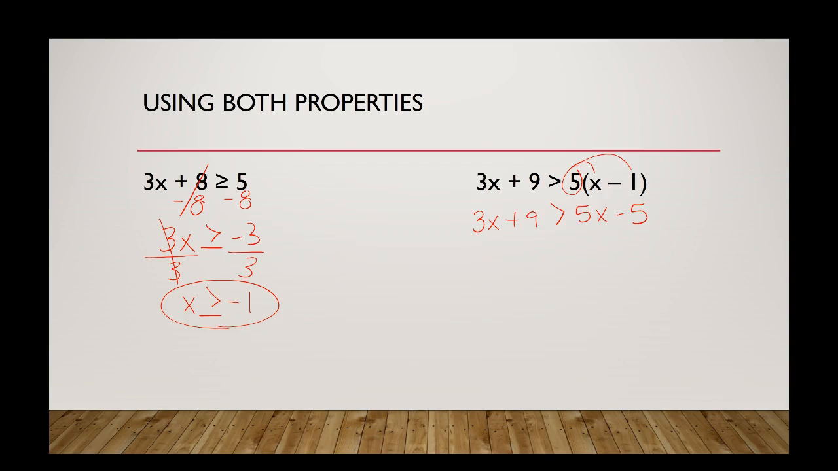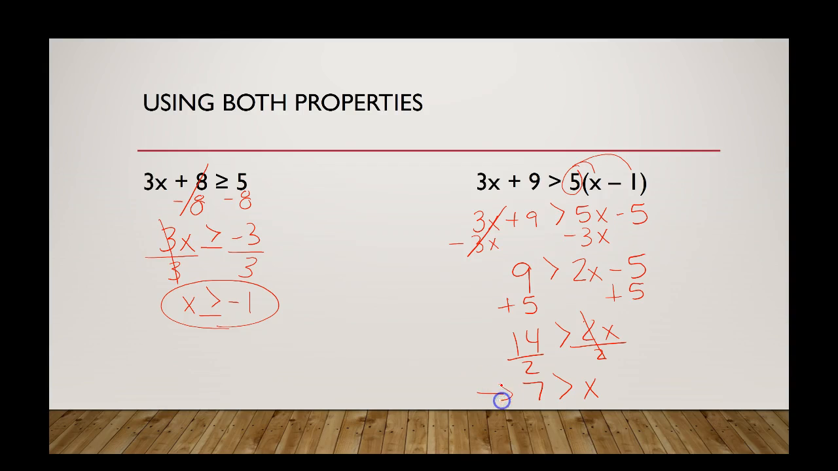Now I want to get the x variable terms on the same side, so I'm going to go ahead and pull this negative 3 or minus 3 over. So that cancels, leaving me with 9. And again, I haven't multiplied or divided anything, so the direction of my inequality is going to stay. 5x's minus 3x's would give you 2x's. Now we'll go ahead and add 5. And you're going to get 14 is greater than 2x. Divide by 2, and again, because the coefficient is positive, I keep the direction, I don't flip, and I'm looking at 7 is greater than x.